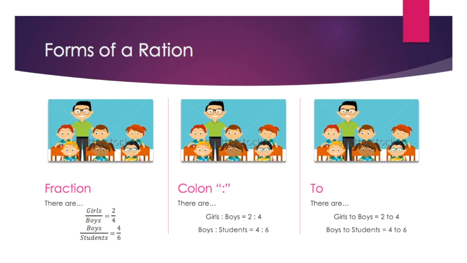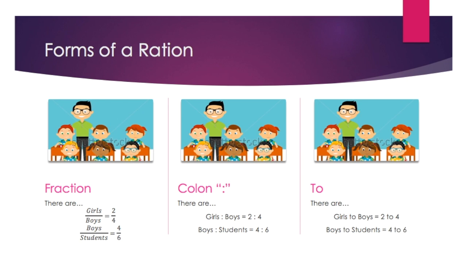Forms of a ratio include a fraction. So I can write that there are girls to boys 2 to 4. I have 2 girls to 4 boys. Or I can also include the population and say boys compared to students. There are 4 boys compared to 6 students.